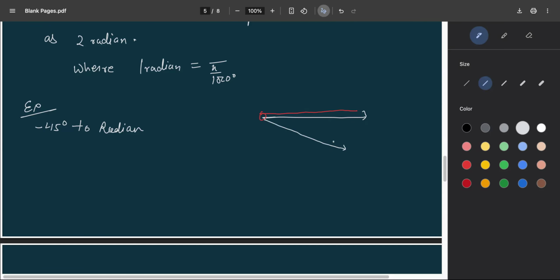Now there are two ways to keep this rod in this situation. What are those two ways? I'll write it here. One way is very simple. Instead of moving in this way, I will simply go in this negative side and keep it here. Another way is going by a complete revolution. Understood?